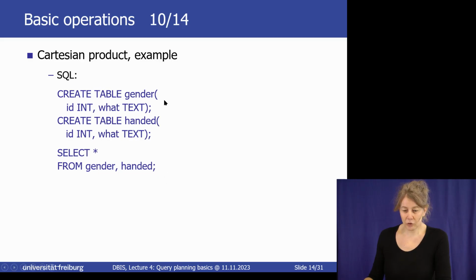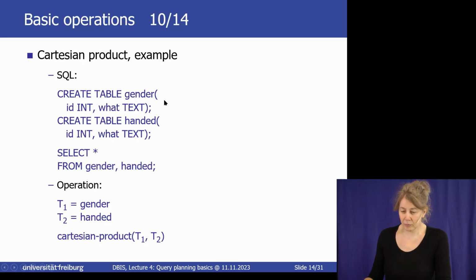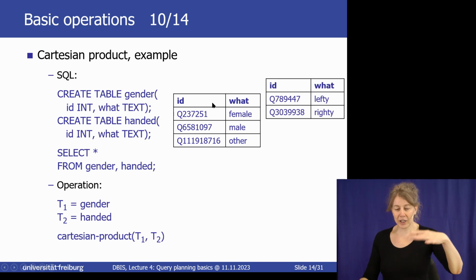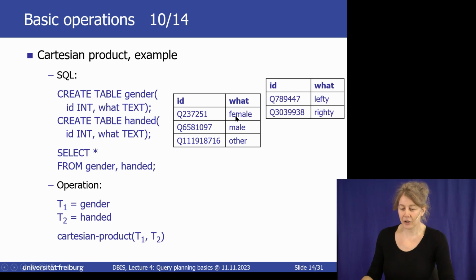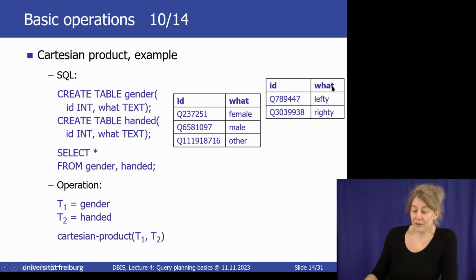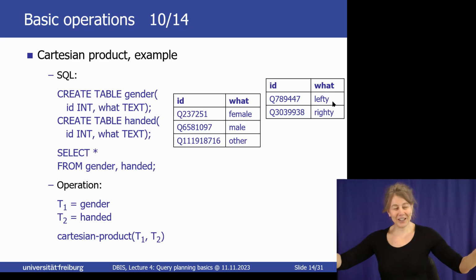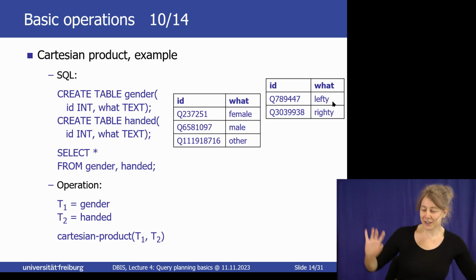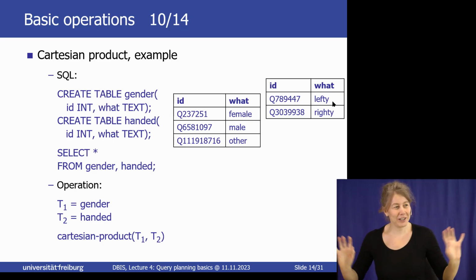I just take 2 random tables. So here I have 2 tables. One is genders. Let's simplify and take 3 genders: female, male, other. These are the Wikidata IDs. And this is not political spectrum. I wanted to take something super binary, even though that's not binary: left-handed and right-handed, so lefty, righty.